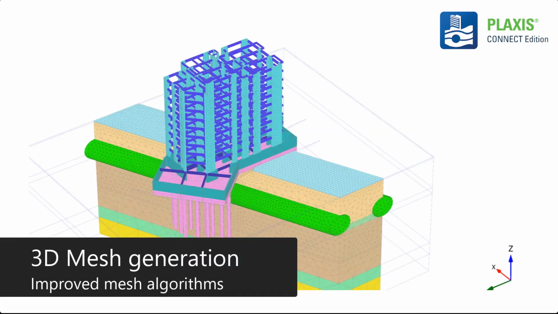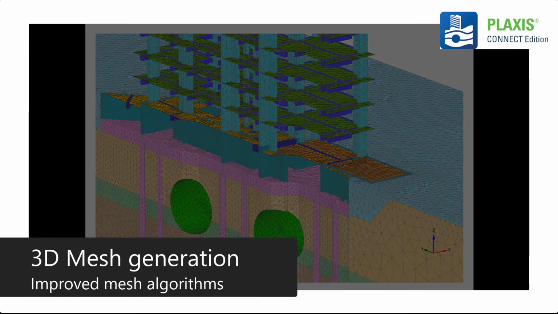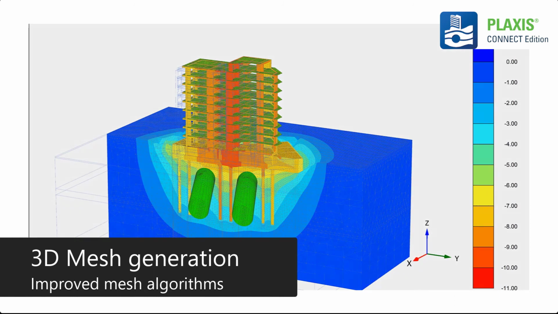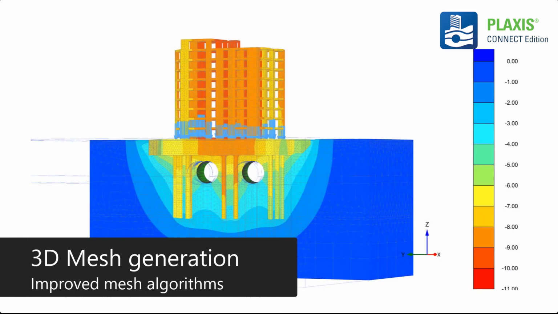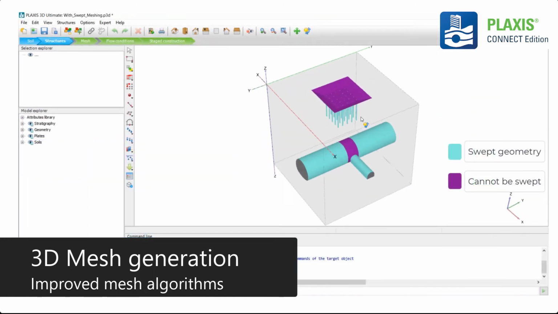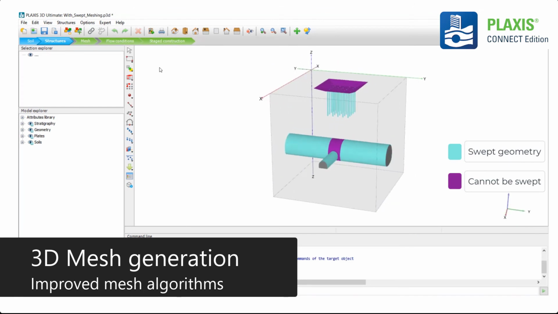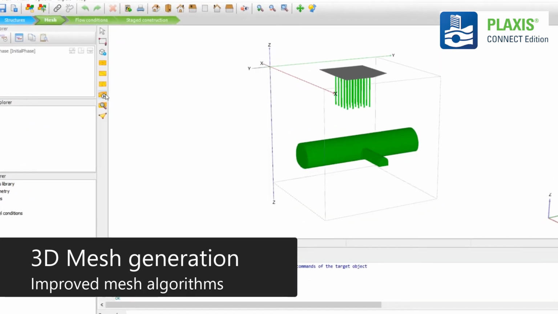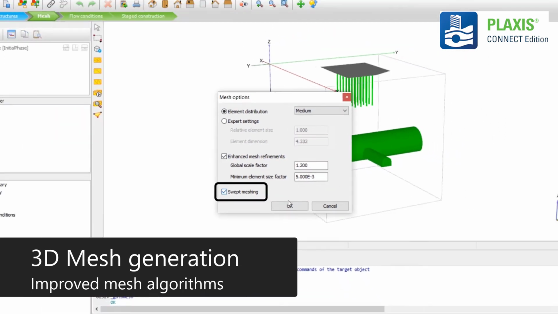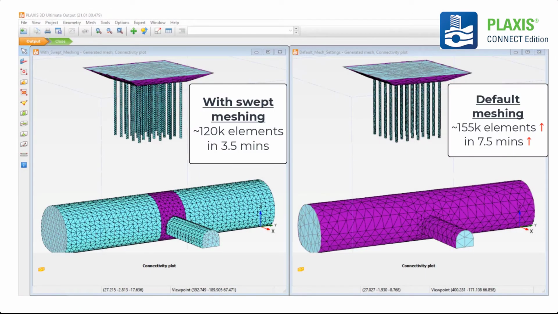3D meshing improvements. The latest PLAXIS versions bring significant improvements in automated mesh generation techniques, resulting in smoother meshes with optimized number of elements. We introduced swept meshing for large projects like tunnels in PLAXIS 3D. This leads to improved mesh generation for these cases and more efficient calculations.